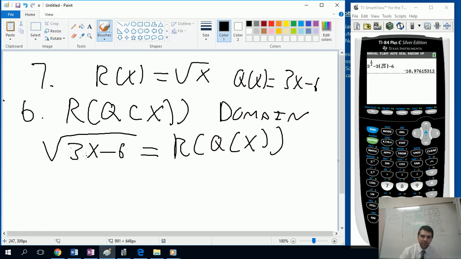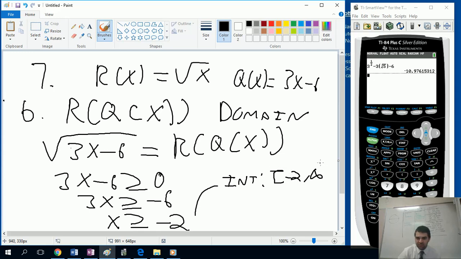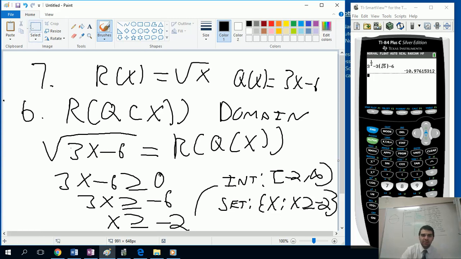And to find the domain, we know that you can't take the square root of a negative number. So 3x minus 6 has to be greater than or equal to 0. So 3x has to be greater than or equal to 6. Divide each side by 3. x has to be greater than or equal to 2. And so our domain in interval notation is from 2 to infinity. And then our set notation for the domain is x such that x is greater than or equal to 2. Right? So that's our composition.